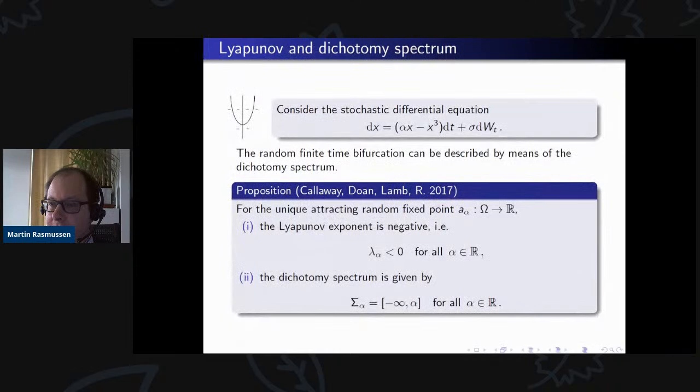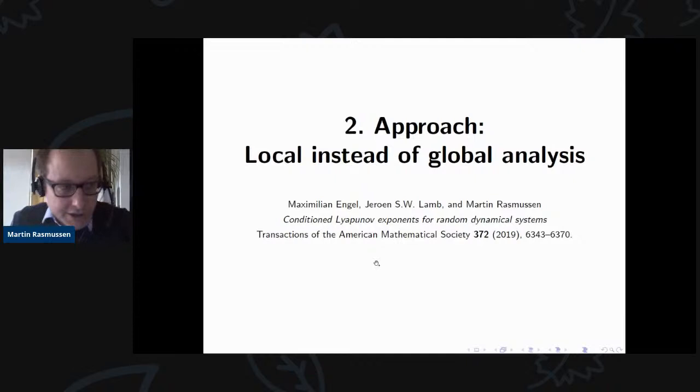And I just want to say that when we look at the dichotomy spectrum, then we can compute this dichotomy spectrum here in this case, and it indicates that we have a bifurcation because the dichotomy spectrum is given by the interval from minus infinity to alpha, and so it changes sign at alpha equal to zero while the Lyapunov exponent is strictly negative. So I would like to look now at the local analysis, which is joint work with Maximilian Engel and Jeroen Lamb.